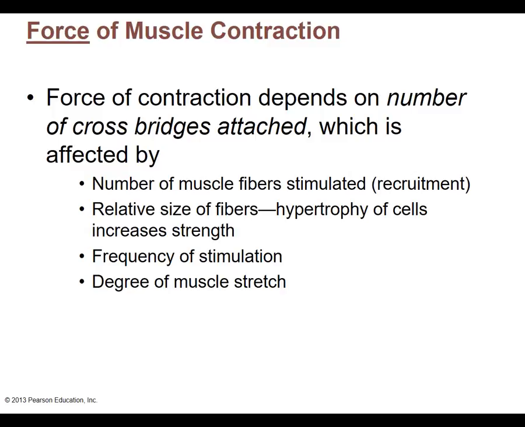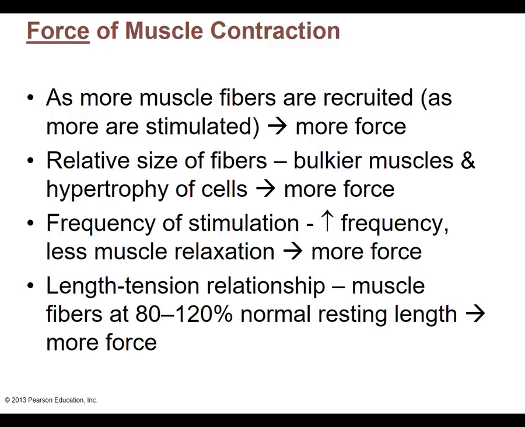Now, the force of our muscle contraction is dependent on the number of cross bridges that are attached. These are the myosin heads attached to the actin. So it's how many of those myosin heads can attach to actin. Now, that is dependent on four basic things: the number of muscle fibers that are stimulated or recruited, the size of the fibers, whether you have really large cells or not, the frequency of stimulation, and the degree of how stretched out your muscles are.